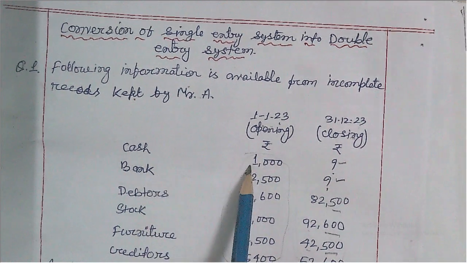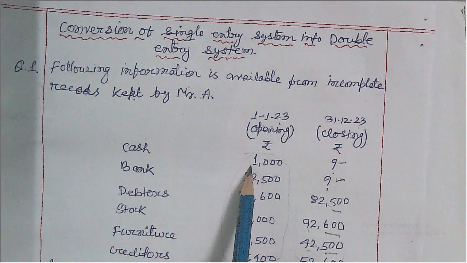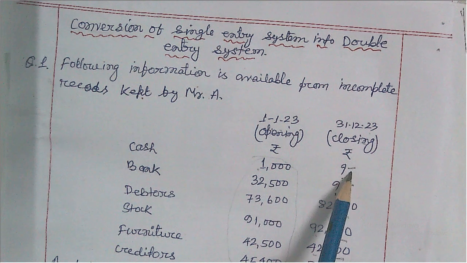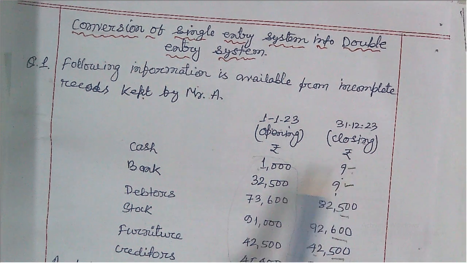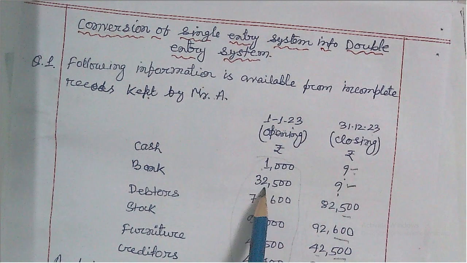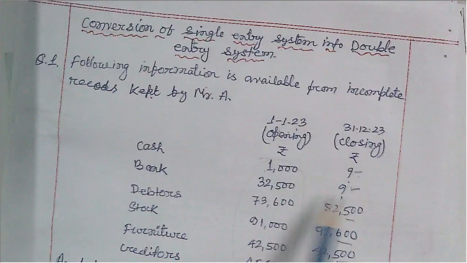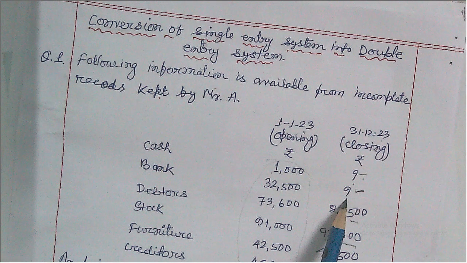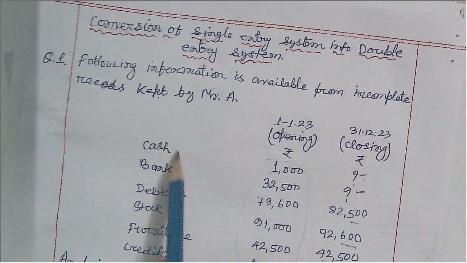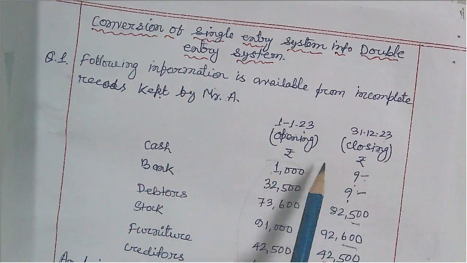Cash balance is given, opening balance 1000, and closing balance is a question mark, that is, it is to be calculated. Similarly, bank balance 32,500 is given as opening balance, but closing balance is not given, so we have to calculate it with the help of the bank ledger account and cash ledger account cash balance.